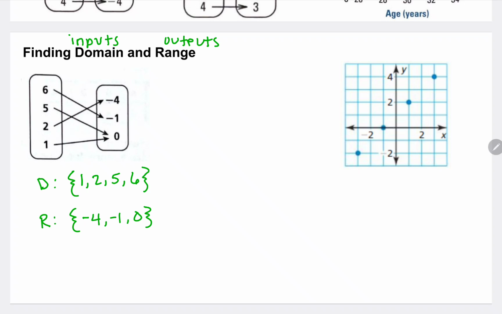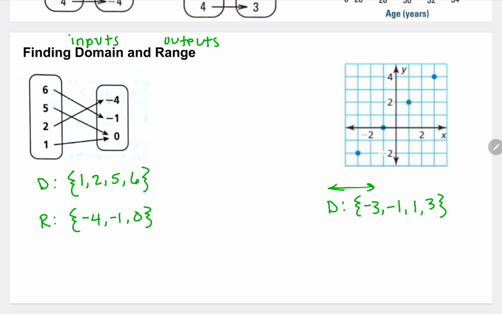When we're looking at a graph, we just have to think a little bit harder about it. So domain, again, your inputs or your x values. Domain is measured left to right. So I'm going to start all the way to the left, and my leftmost point is right here at -3. My next leftmost point is right here at -1. Then I have my next one at 1, and my last one over here at 3. So my domain has 4 values, just like there are 4 points on that graph.